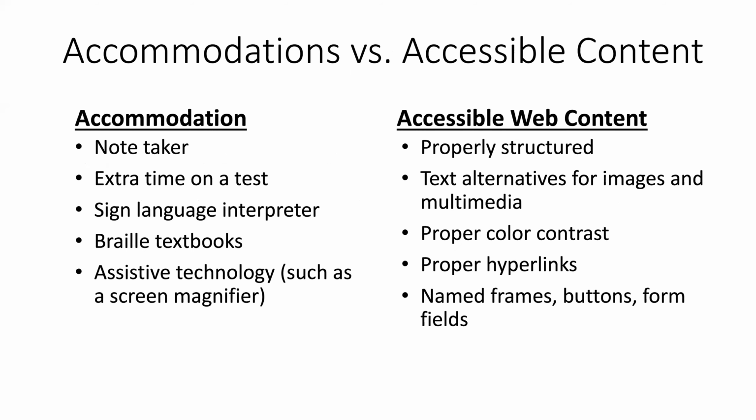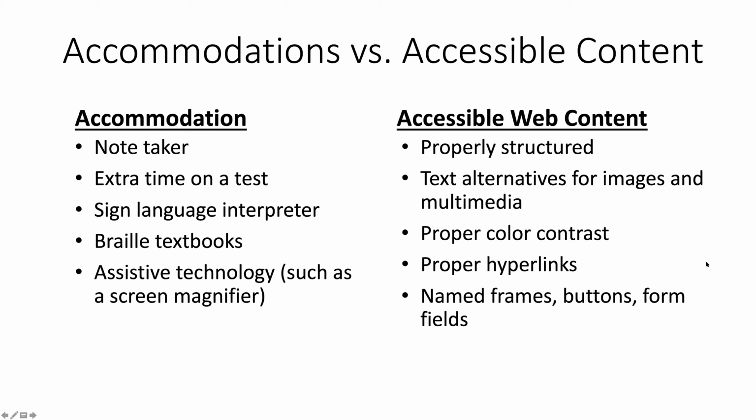Now, I do want to talk about a distinction that we don't often make, and one thing that gets confusing. There's a difference between accommodation and accessible content. Accommodation is when I go to a college and I declare I have a disability, say, I'm hearing impaired. But most of the people at your college that really need accessible content, they're never going to be identified by DSS.